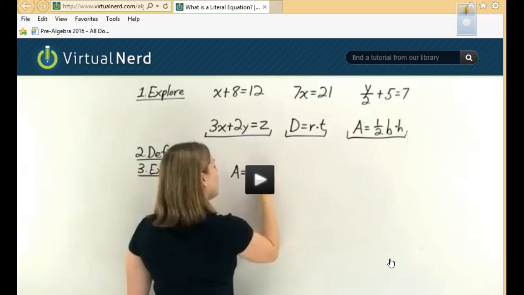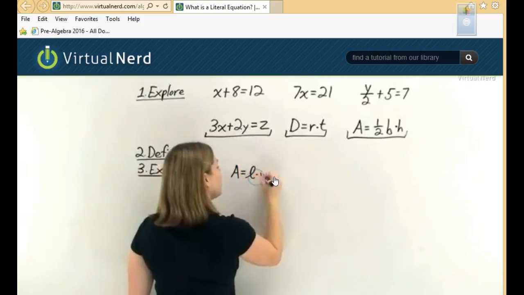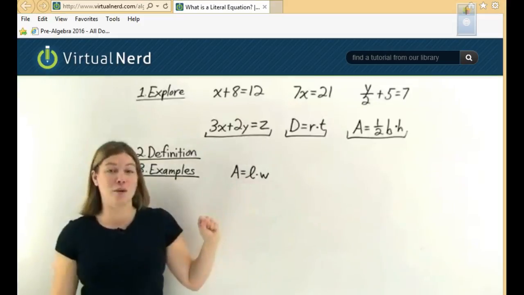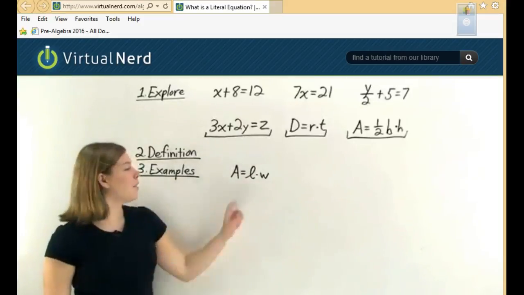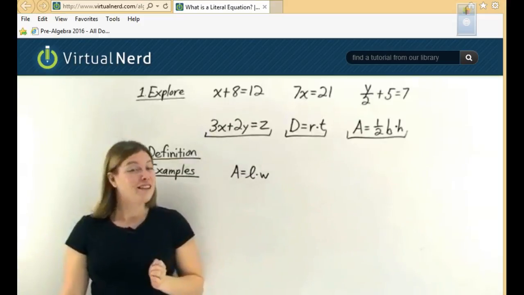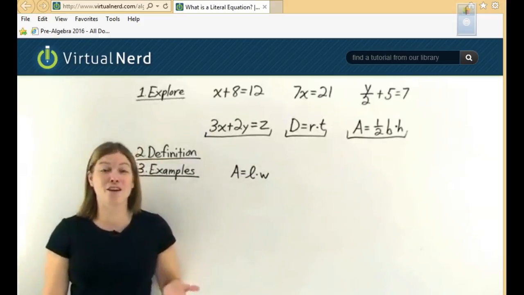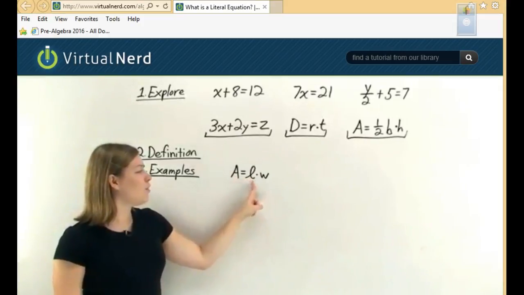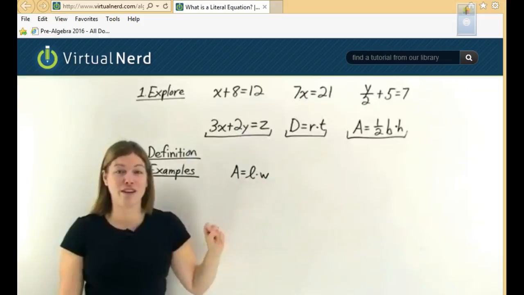More than one variable. That's the key thing, right? We're looking at more than one variable. The ones you see most often are called formulas. You've seen formulas before, okay? A equals L times W. We can see this is an equation where the left and right hand sides are equal, and we have more than one variable, A, L, and W. So this is a literal equation. This is actually the formula for the area of a rectangle. In this formula, A stands for the area, L stands for the length, and W stands for the width.